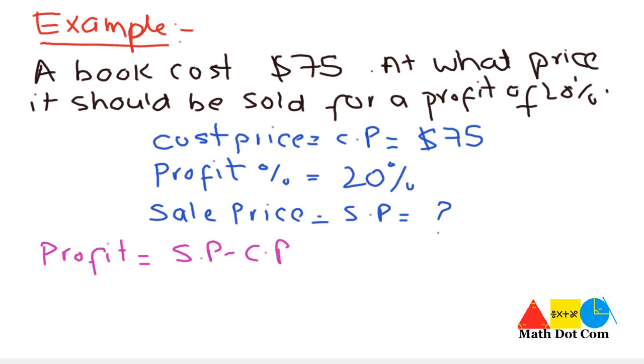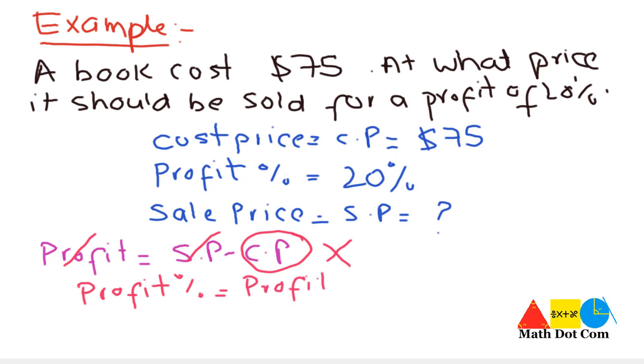As in this formula, we need at least two things that are known, but here the known thing is the cost price, and that's it. We don't know the profit, and we don't know the sale price. So we will not use this formula here, we will go for the formula of profit percent. What is that? Profit percent is equal to profit over cost price into 100.